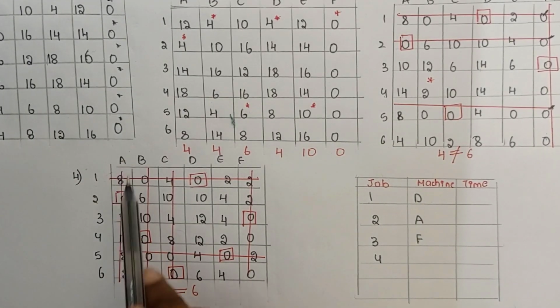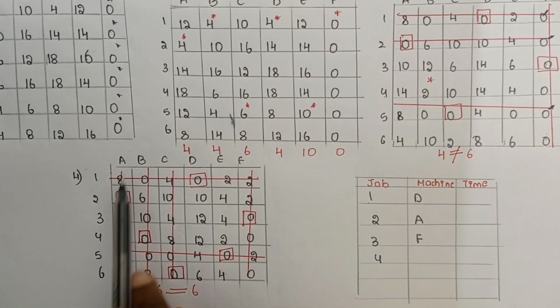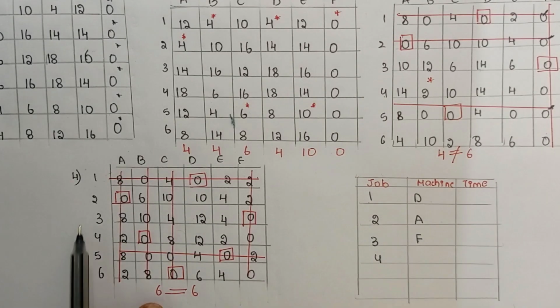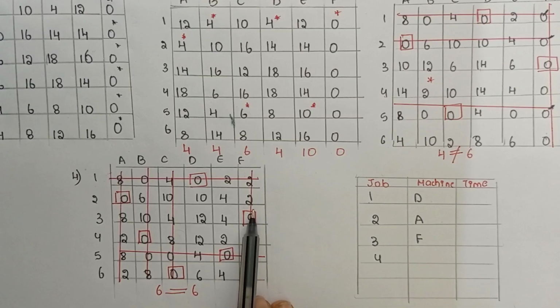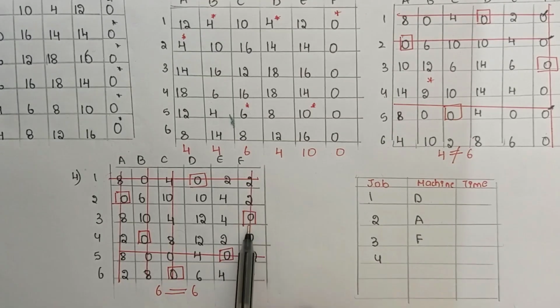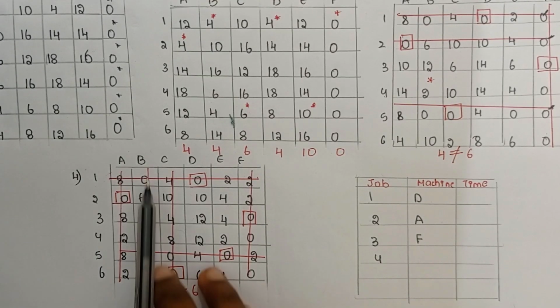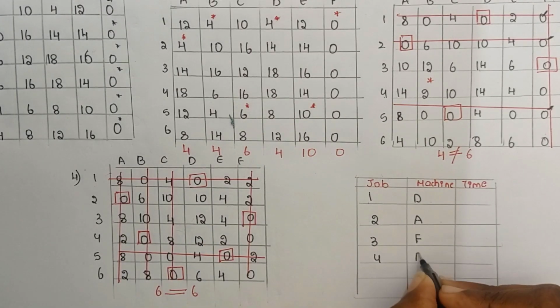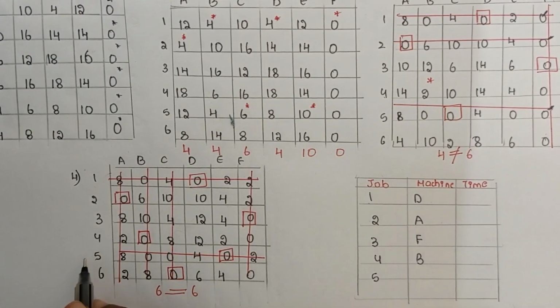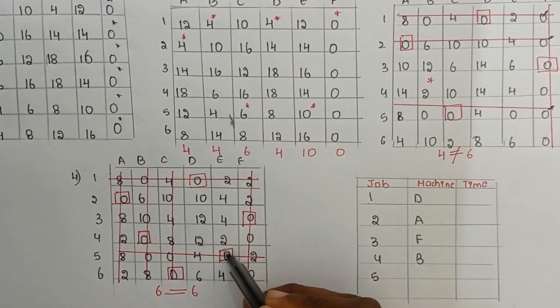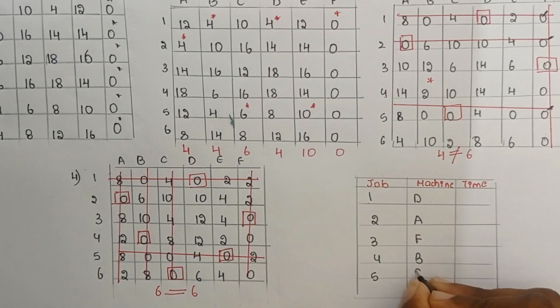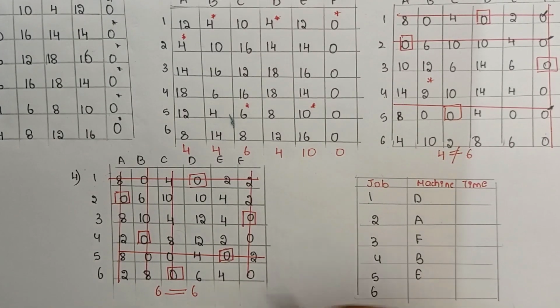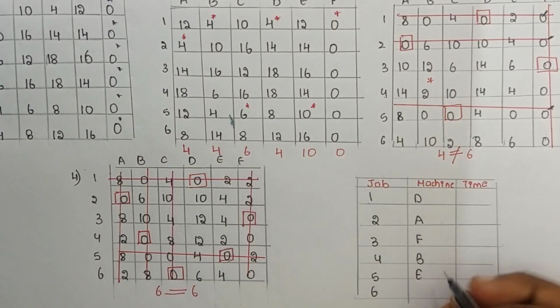Second job is performed by the A machine because we have marked the 0 under A. So 2 is A. Third job is performed by the F machine because we have marked the square under F. And fourth job is performed by the B because we have marked the 0 under B. And fifth job is performed by E. We have marked the 0 under E, so it is performed by E. And sixth job is performed by the machine C.